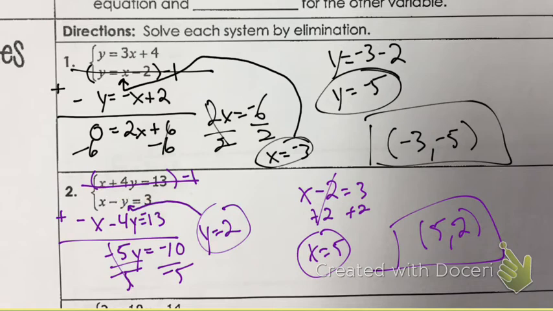Cool. Joe, are you just multiplying it by negative 1 to make it easier? Yeah. Can we do the next one by ourselves?